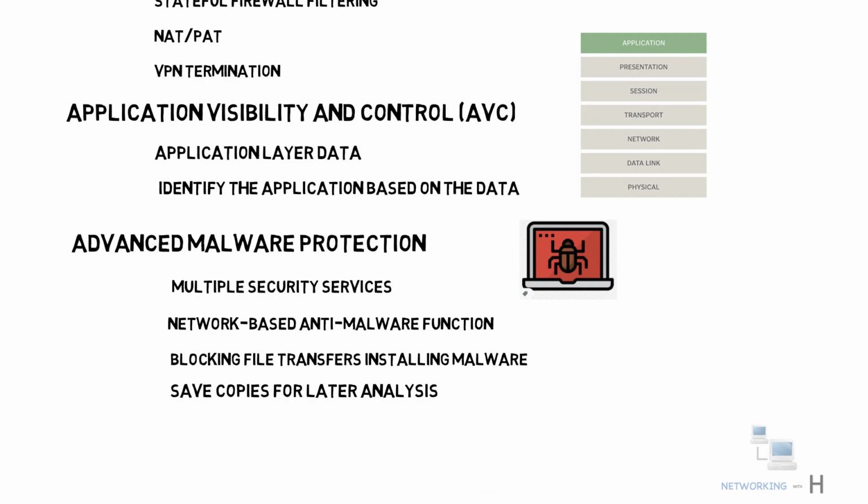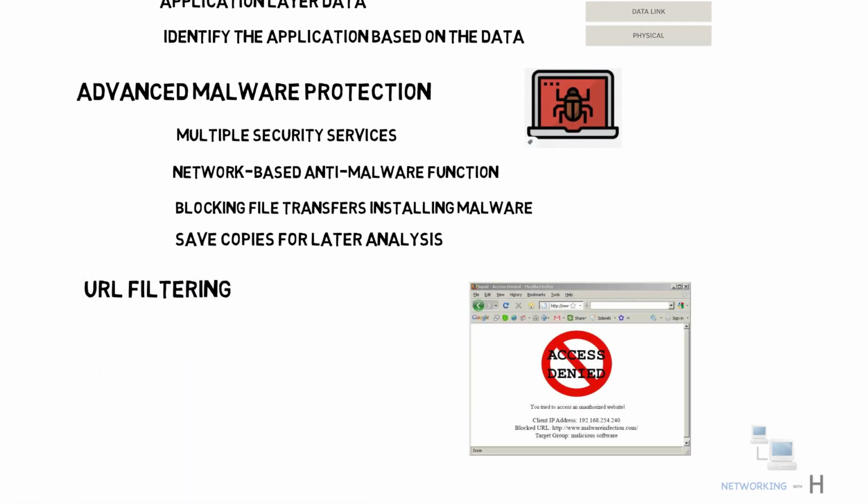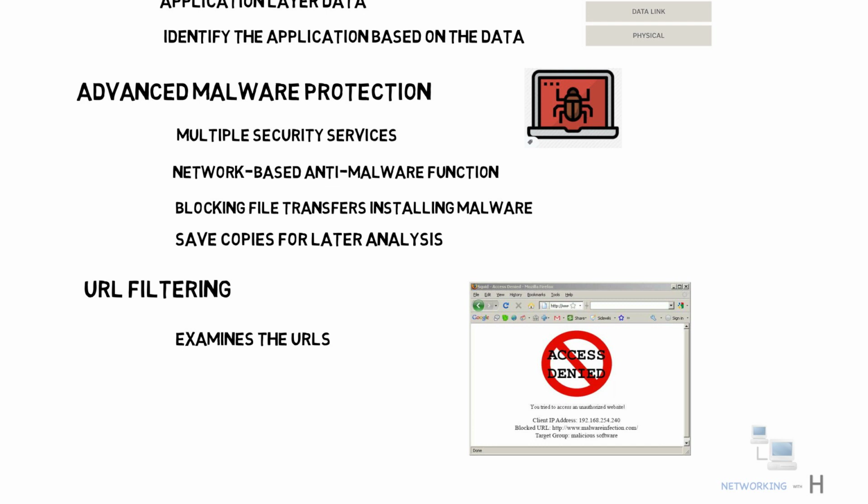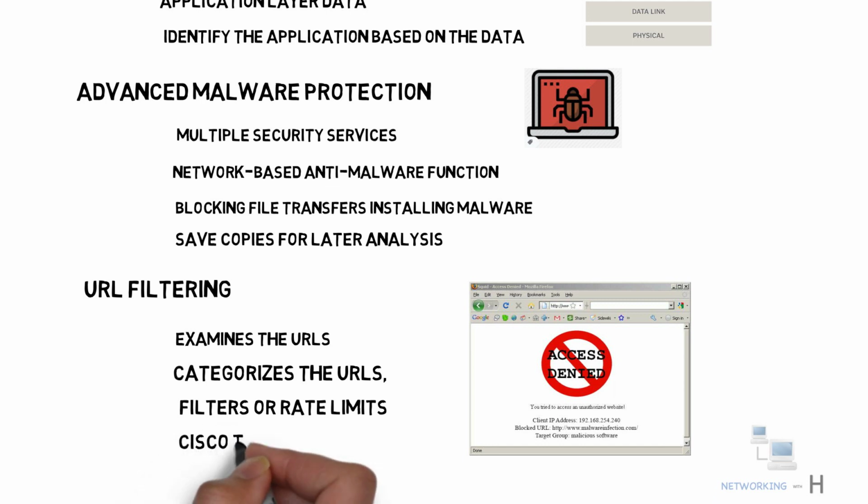Another feature it has is URL filtering. This feature examines the URL in each web request, categorizes the URLs, and either filters or rate limits the traffic based on the rules. The Cisco Talos Security Group monitors and creates application scores for each domain known in the internet, with URL filtering being able to use those scores in its decision to categorize, filter, or rate limit.